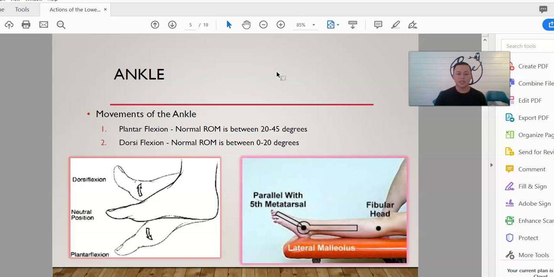Dorsiflexion is keeping your heel off the ground and picking up your toes and curling your toes back towards your ankle. Again, be familiar with ranges of motion. On this particular quiz, you're going to have the opportunity to take it multiple times and have your PowerPoint presentation available for you while you're taking the quiz.